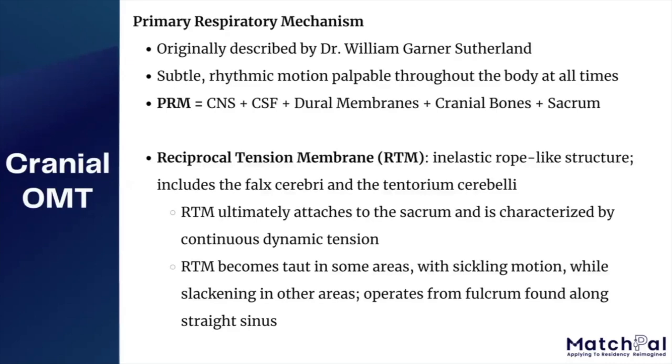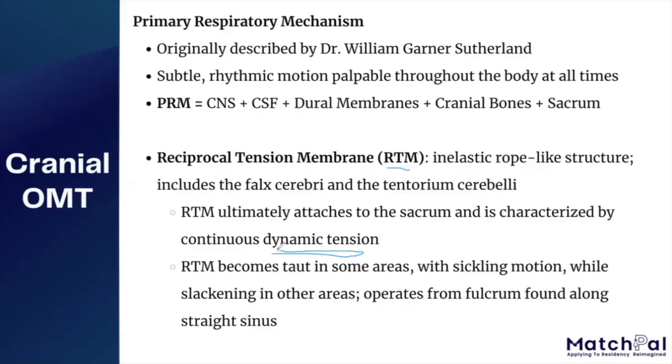The PRM relates to the central nervous system, brain and spinal cord, cerebrospinal fluid, dural membranes, cranial bones, and sacrum. In order to understand the PRM, we're going to define the reciprocal tension membrane, or the RTM. The RTM is an inelastic rope-like structure which includes the falx cerebri and the tentorium cerebelli. The reciprocal tension membrane relates to the dural folds that we discussed in lesson 1. As discussed, the dura and also the RTM ultimately attaches to the sacrum and is characterized by continuous dynamic tension.